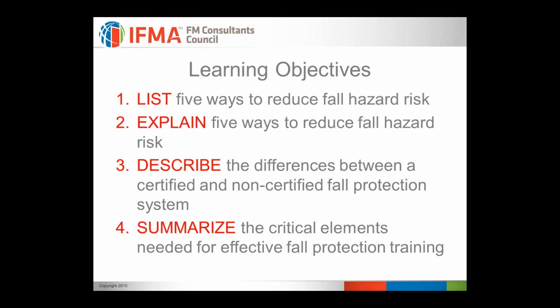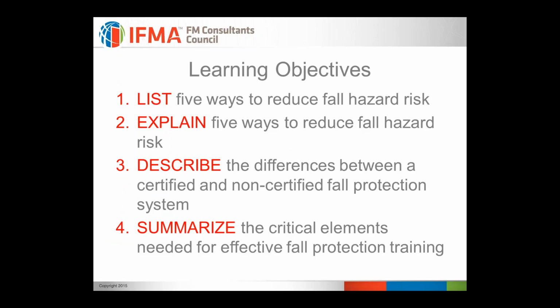So hey, the learning objectives that we wanted to address today are sort of short and sweet. We want to be able to list 5 different ways to reduce fall hazard risk, and then be able to explain those same 5 ways, to describe the differences between a certified and non-certified fall protection system, and then lastly, to be able to summarize the critical elements needed for effective fall protection training.